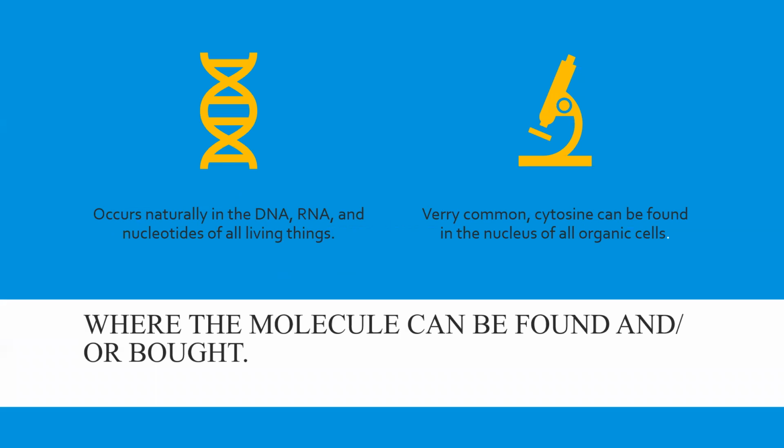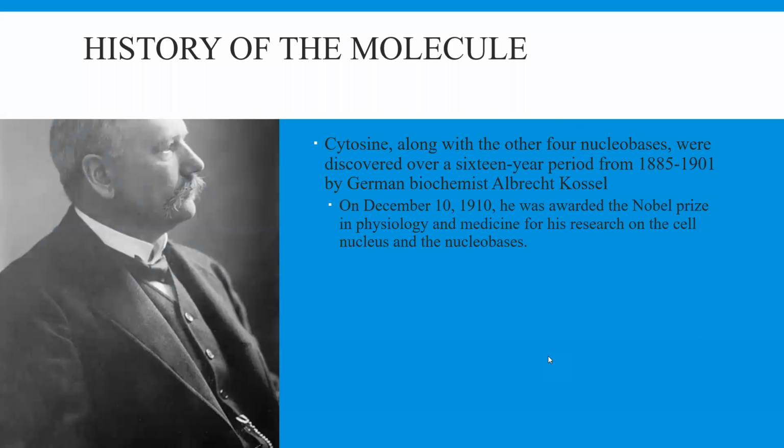Where cytosine can be found and or bought. Cytosine occurs naturally in the DNA, RNA, and nucleotides of all living things. It is very common. Cytosine can be found in the nucleus of all organic cells. The same four nucleobases apply for all organic cells' DNA. It's just the number of chromosomes that differentiate, not the actual building bases.